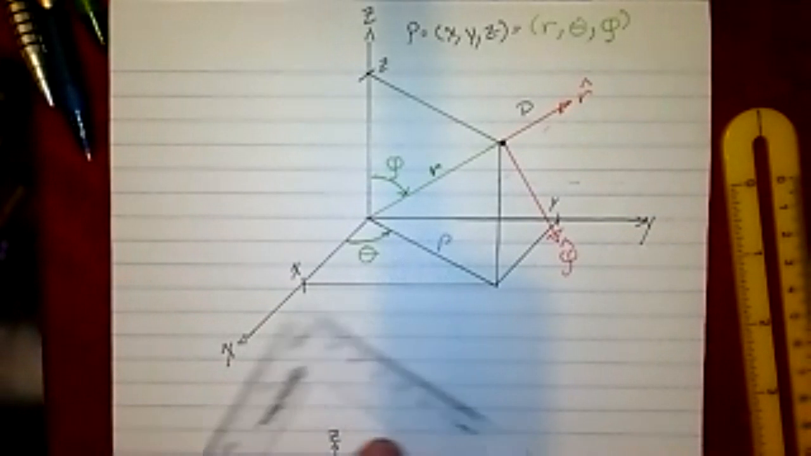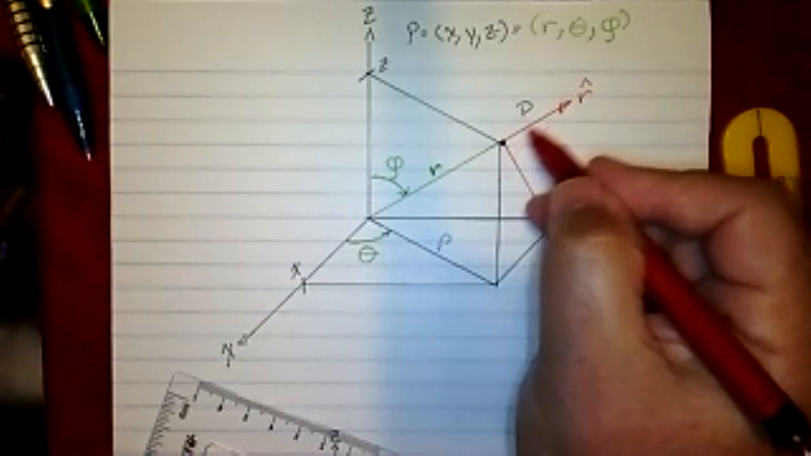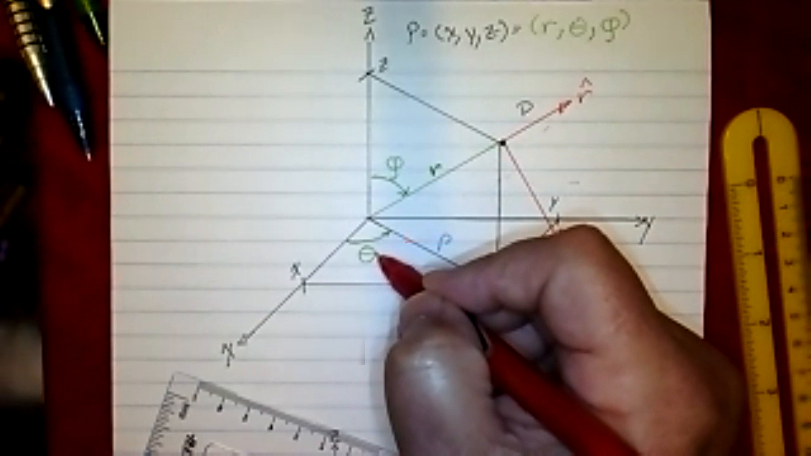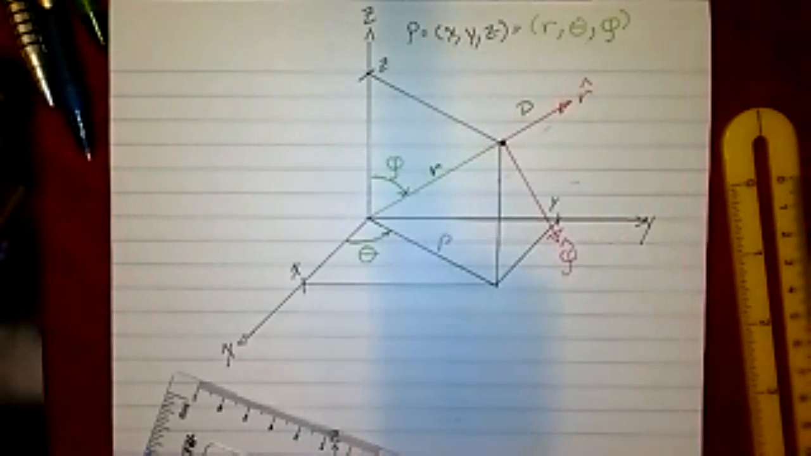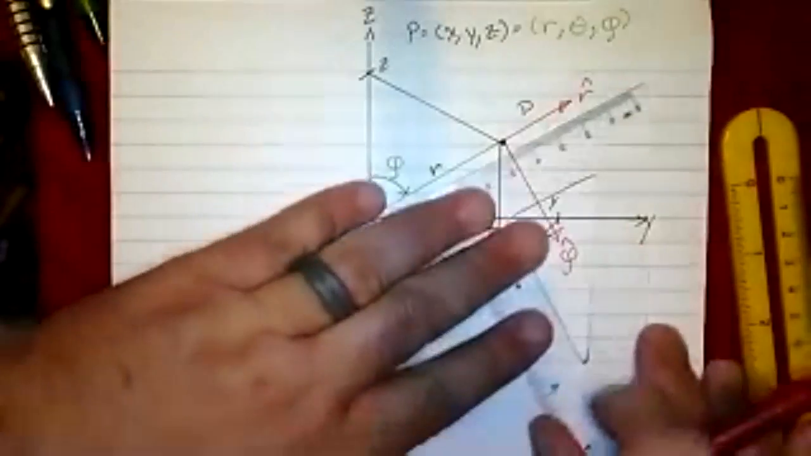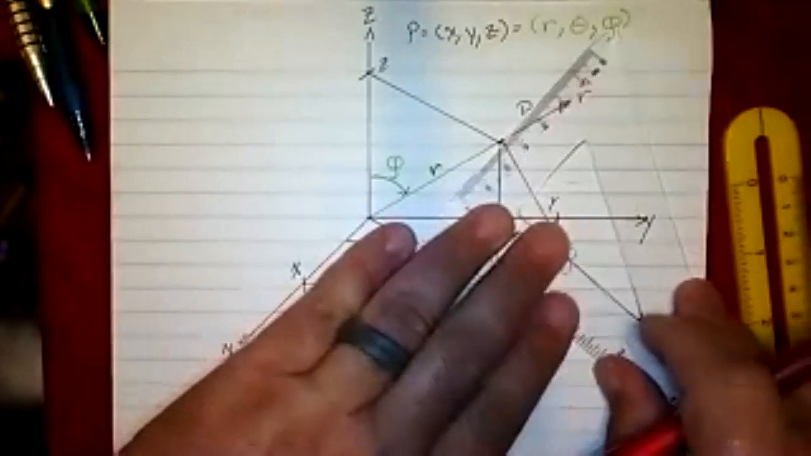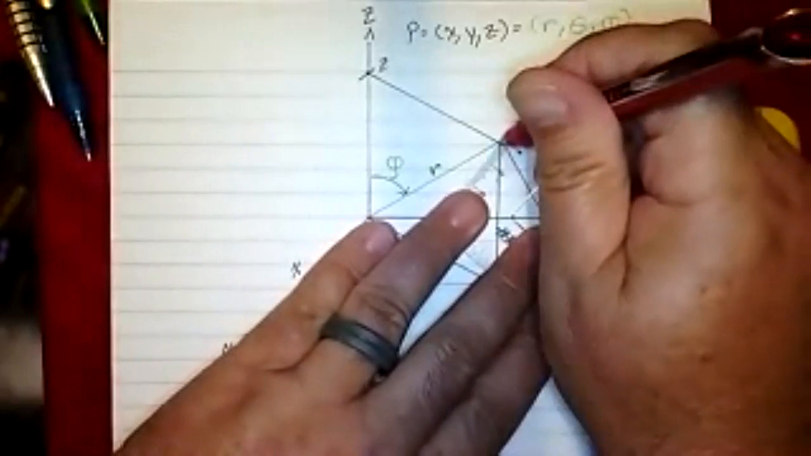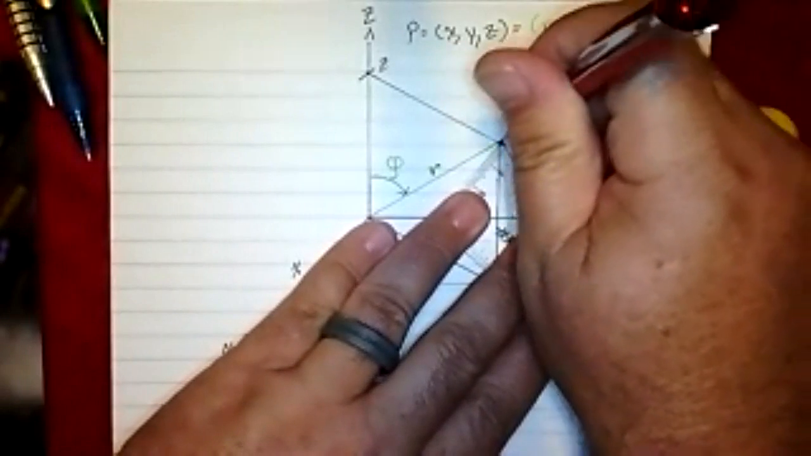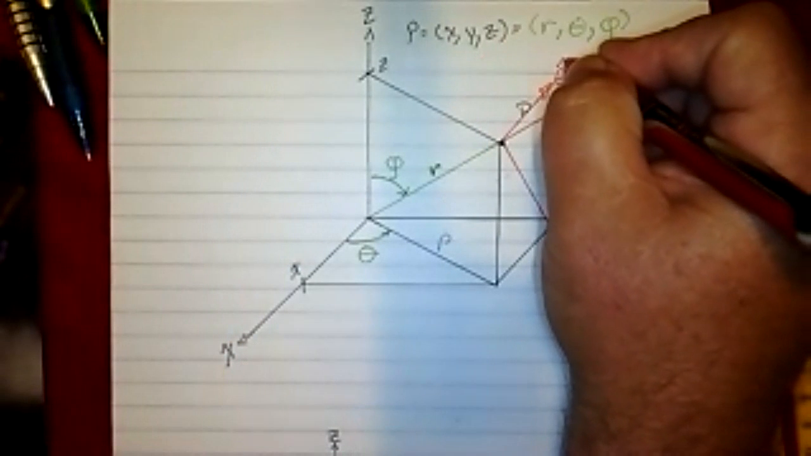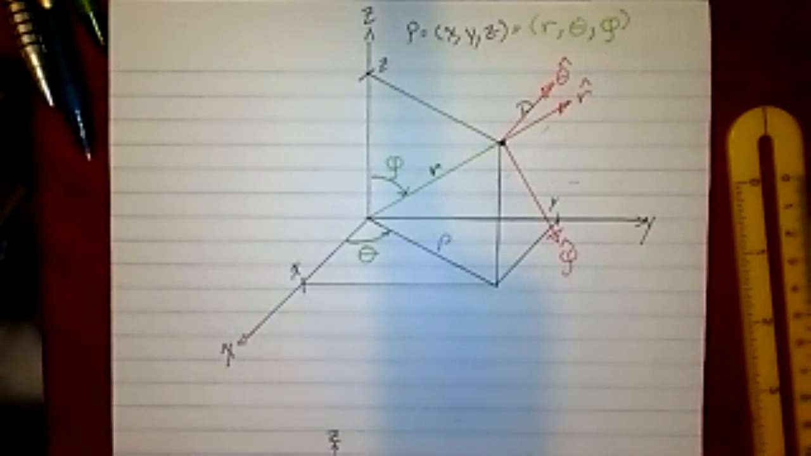And then finally, the theta hat vector is perpendicular to both of those, but it's the exact same theta hat vector we had in the cylindrical coordinates. And in fact, that's going to be roughly perpendicular to this line. So I'm going to draw it like this. So this would be my theta hat vector. So those are our three unit vectors. Let's go ahead and work out what they are.